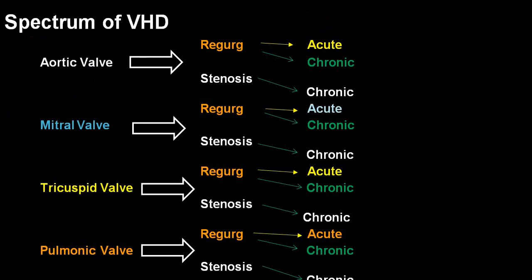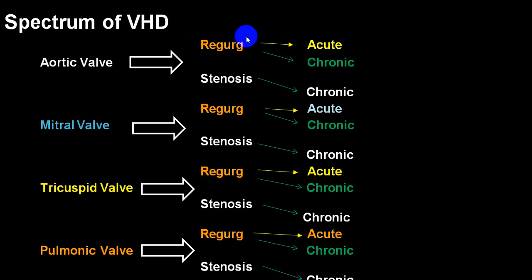So we basically divide into regurgitation and stenosis. Stenosis are always chronic, but regurgitation can be acute or chronic. You can see that very well. Aortic valve can have regurgitation or stenosis. Regurgitation can be acute or chronic.